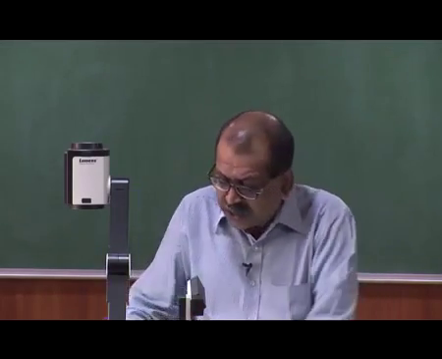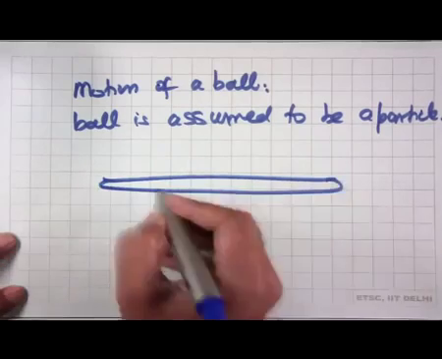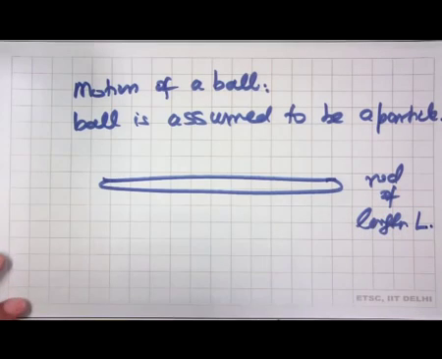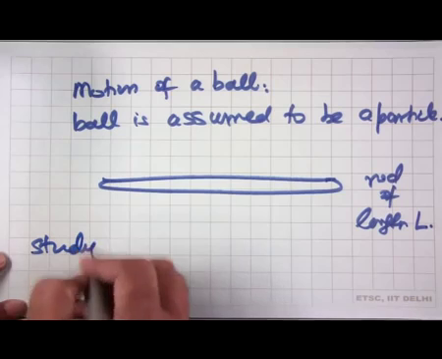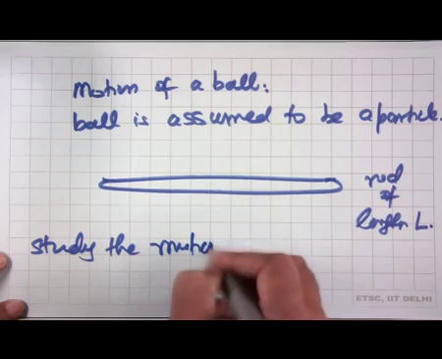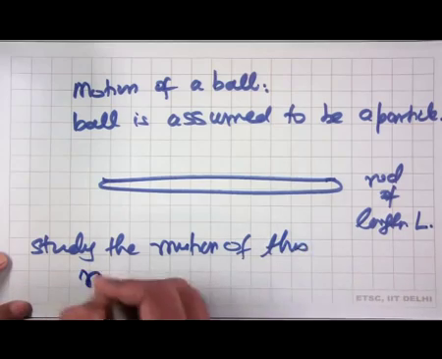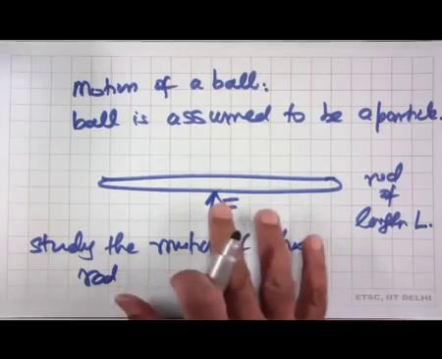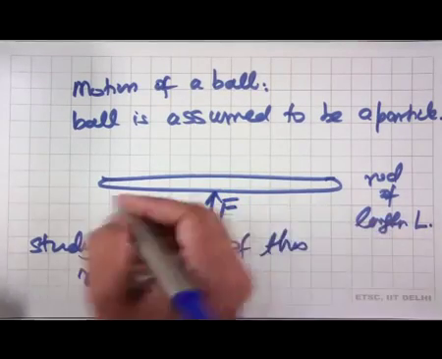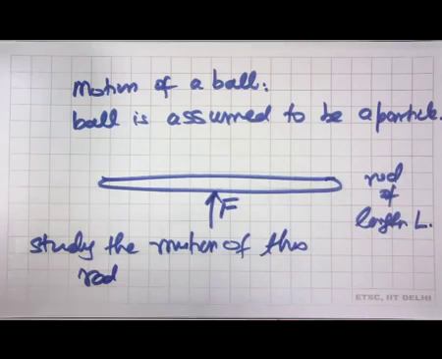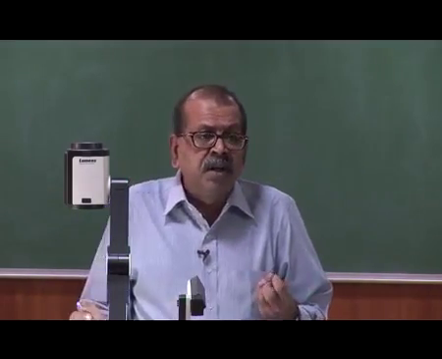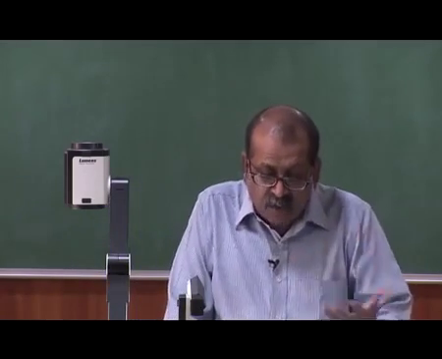This is as opposed to, for example, a rod of length L whose motion we want to study. Suppose I am applying a force at this point, and maybe at some other point there is another force being applied, then different points in the rod may have different velocities. In that case, we cannot idealize the rod as a particle, and as we will see later, we will talk about it as a rigid body.